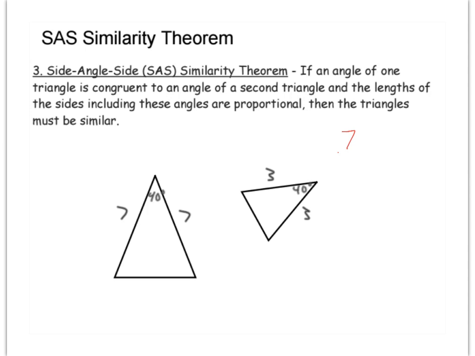So 7/3. I set up the other one, big triangle to little triangle, 7/3. Those don't simplify at all, but they're exactly the same. So that means those two are similar because that angle is also the same. Alright, I have to have two pairs of sides with the same ratio and a congruent angle between them.